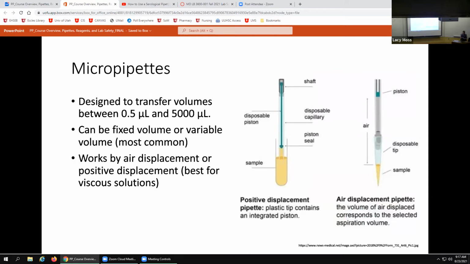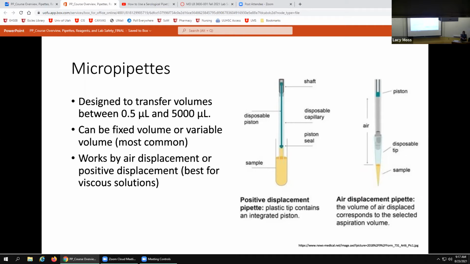These are usually designed to transfer volume between half a microliter, which is like this much, and 5,000 microliters. Most of the time, they're going to be under 1,000. The 5,000 ones are big. You're just going to use a serological pipette at that point because those pipettes and the tips are expensive. So it's easier just to get a serological pipette or a volumetric.